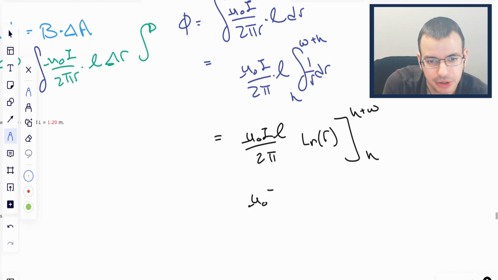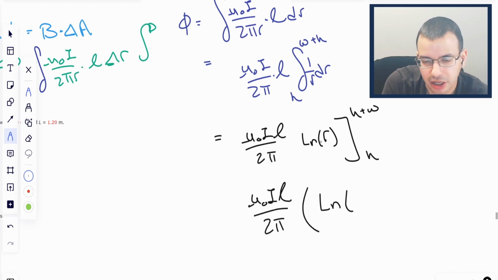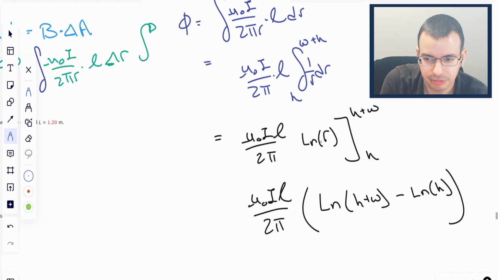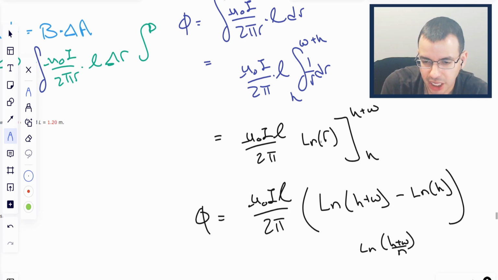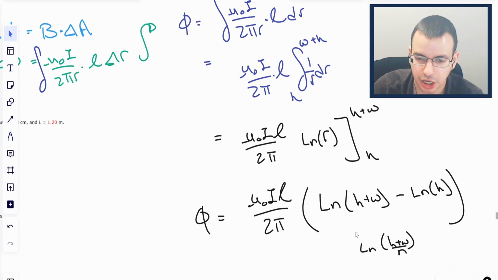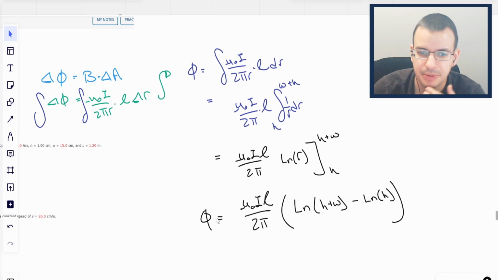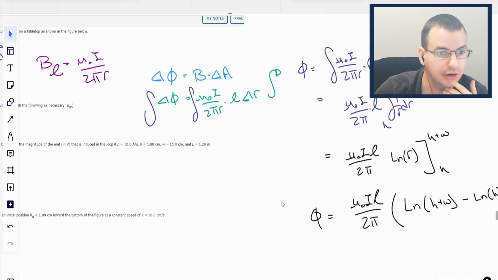Plugging that in, we get mu naught I L over 2 pi. I'm going to write this as natural log of h plus w minus natural log of h. And we could combine these. Is there a good reason to combine them? Maybe. Basically, we could do natural log of h plus w over h. Log rule. Might be important. We'll keep that as a possibility for later.